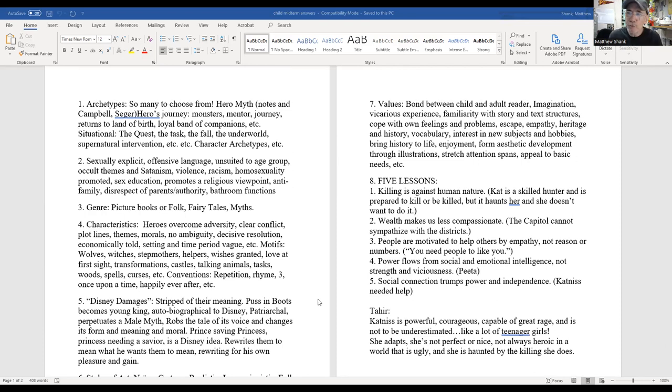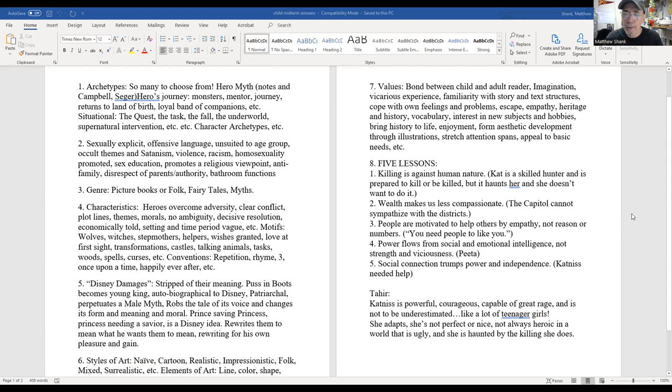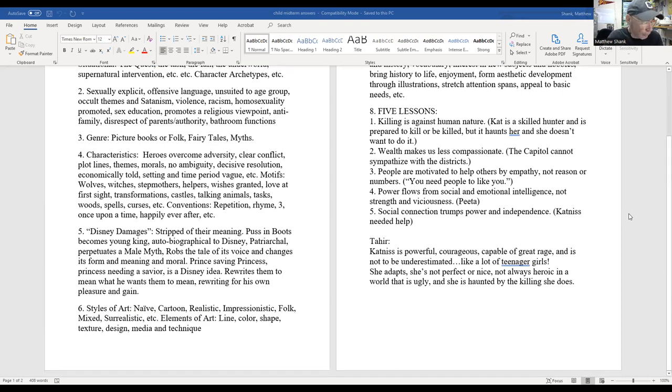And then question eight, you had your choice of two articles to talk about. First one was explain how the article shows any three of, quote, the five lessons in human goodness in the Hunger Games. So there are five of them. I ask you to come up with three. And there are the five right there. Or the second one was give three reasons Tahir gives that Katniss Everdeen is my hero.